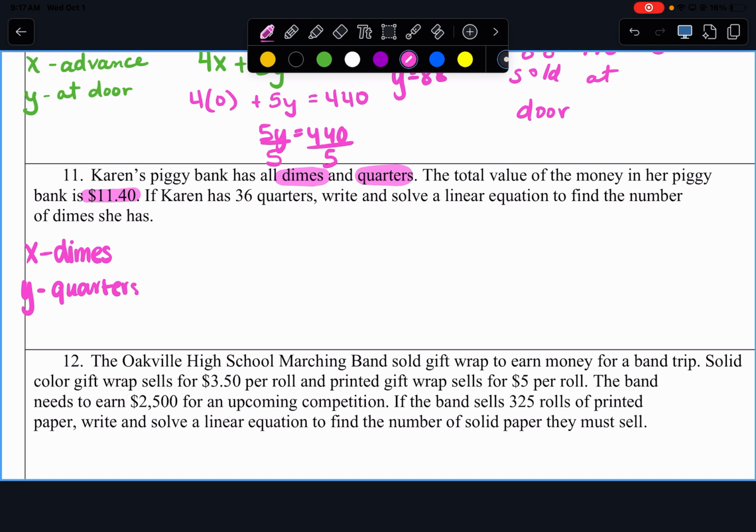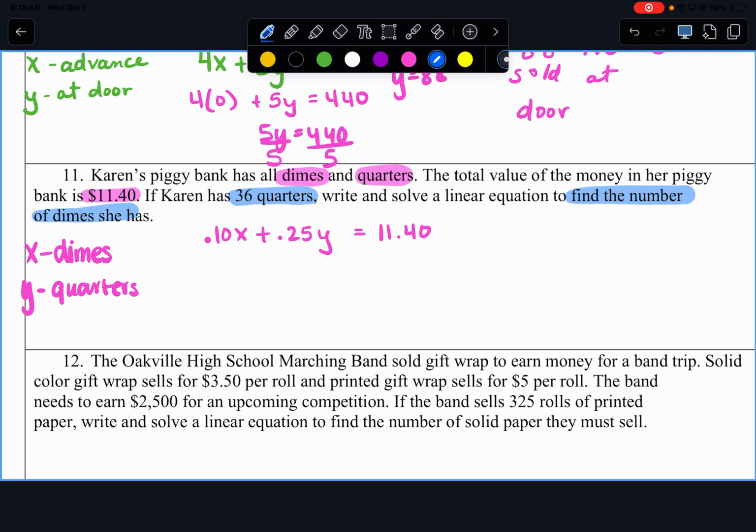So we're talking about how much money is in the piggy bank. How much money is a dime worth? 10 cents. How do I write that? 0.10. So 0.10x plus, how much money is a quarter? How do I write that? Equals $11.40. Now, it then goes on to tell us that Karen has 36 quarters, and it wants us to find the number of dimes she has.